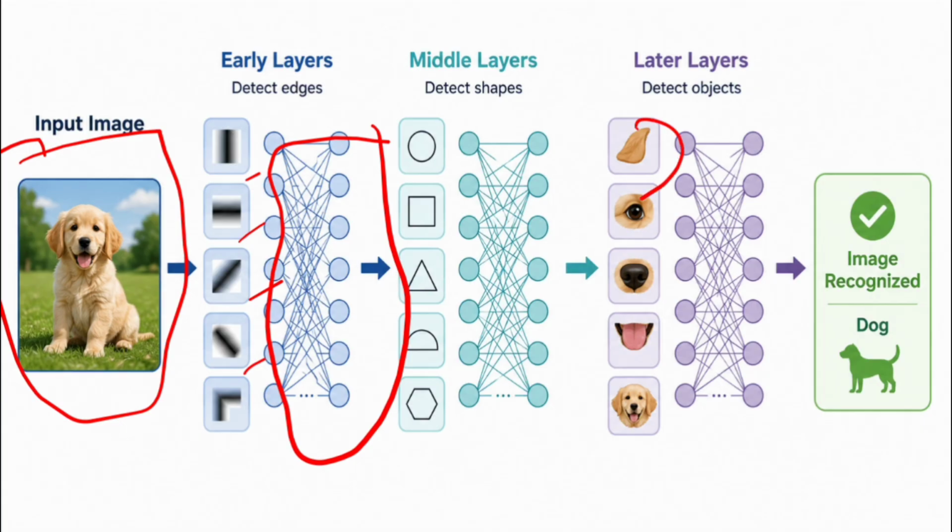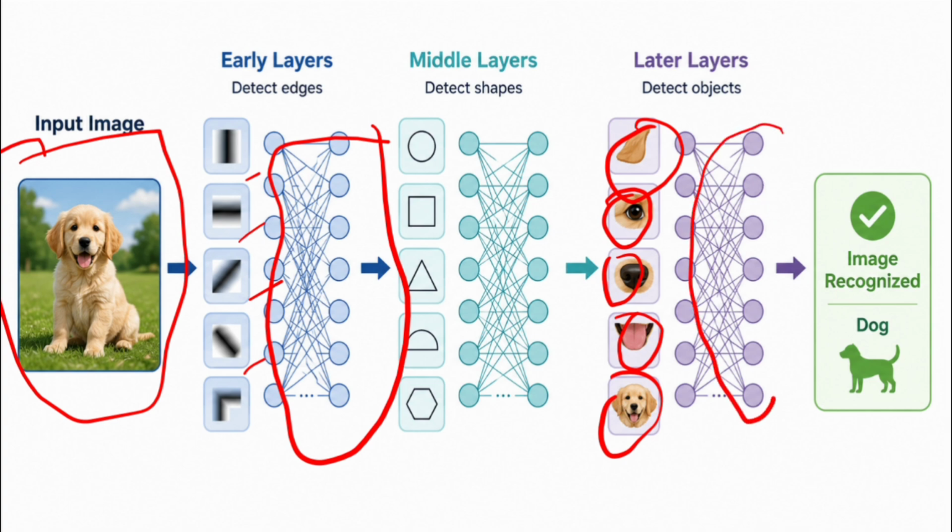Later layers combine all of this information into recognizable object parts, such as one becoming the ear, one the dog's eye, one the nose, one the mouth, and one the face overall. Then finally, the output layer combines all of the information. Based on this, the output object is recognized as a dog.